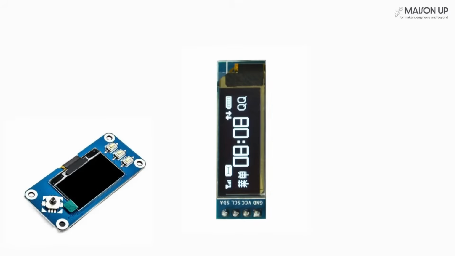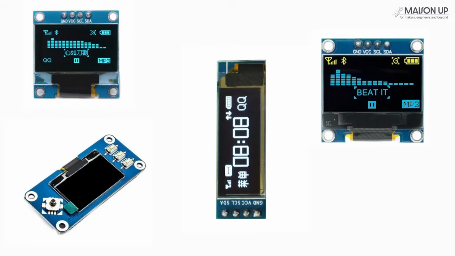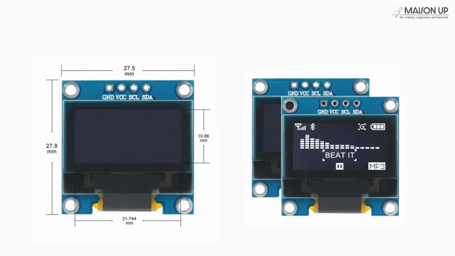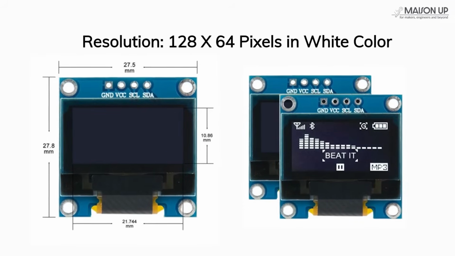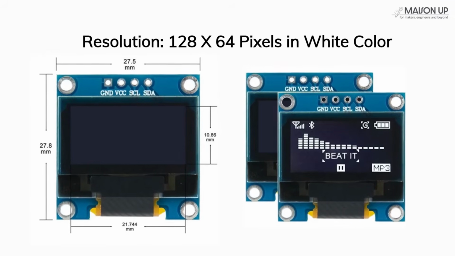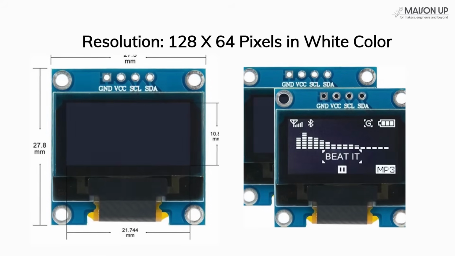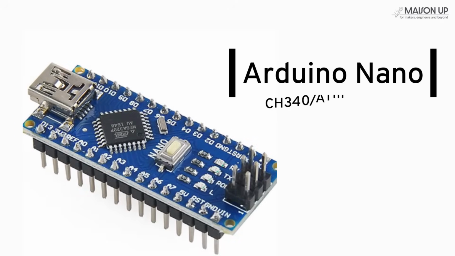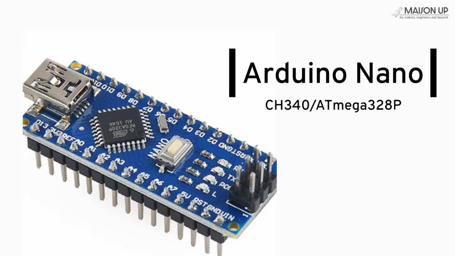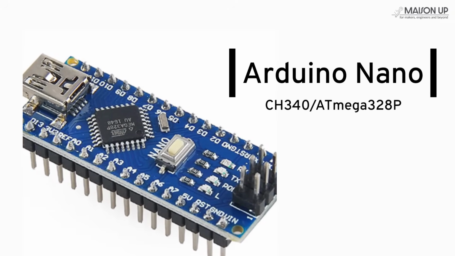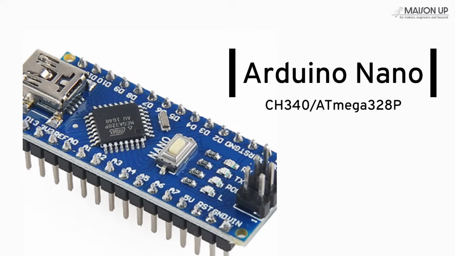OLED displays come in multiple sizes and pixel colors. In this tutorial, we will use an OLED display with a resolution of 128 by 64 pixels in white color, allowing us to display text, graphics, and even small animations. We'll be using the Arduino Nano to control the OLED display. It's a compact and versatile microcontroller board, perfect for this project.